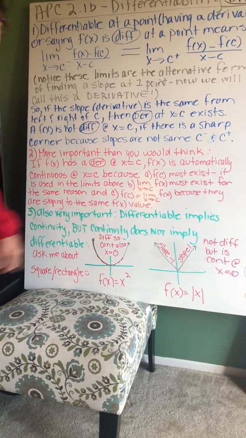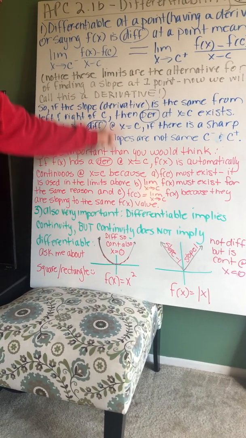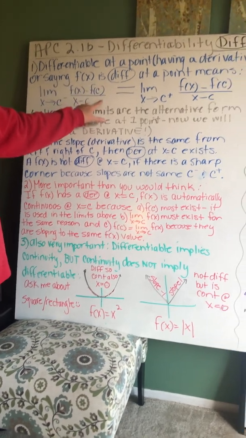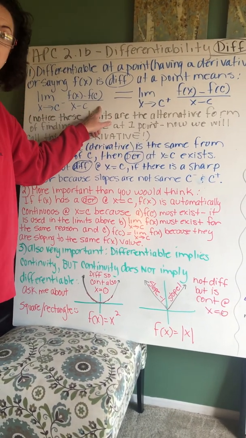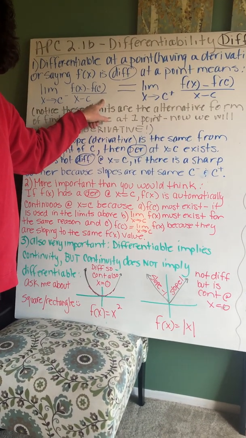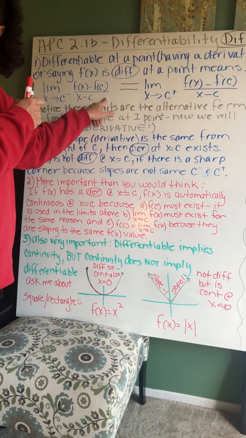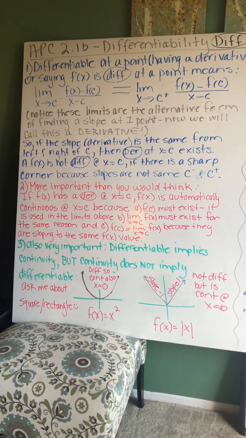A: f of c must exist. It is used in the limits above. Take a look at these slope formulas. F of c is used, so it passes the first part of the continuity test. That point has to exist for you to find these limits.